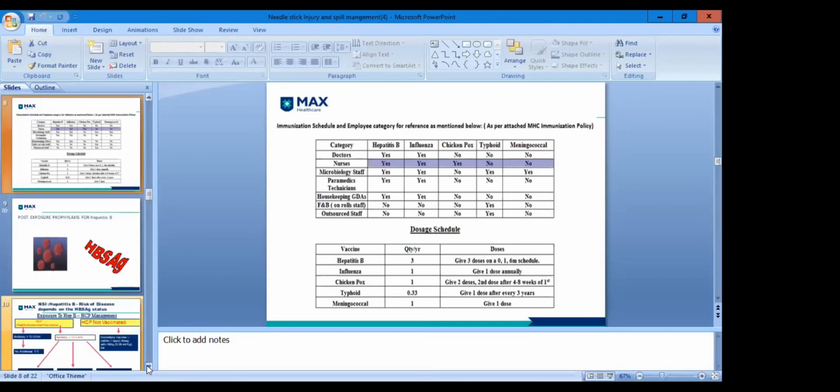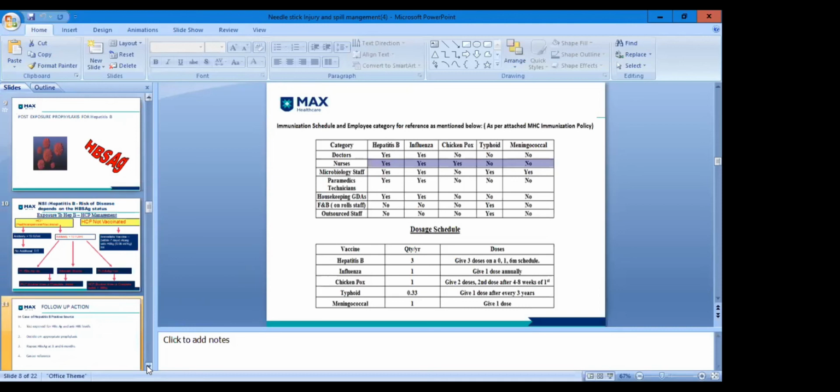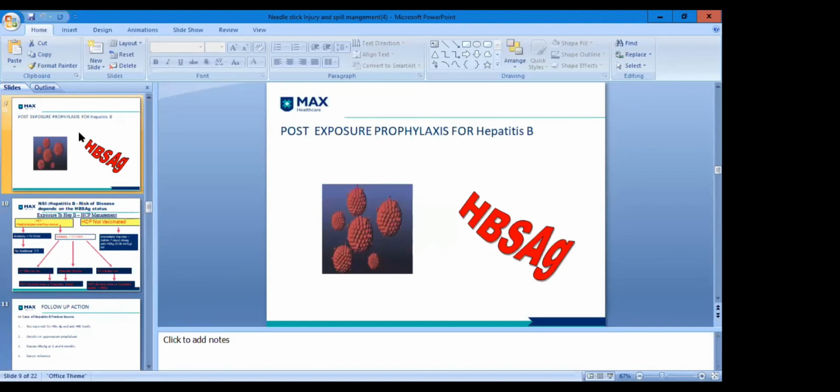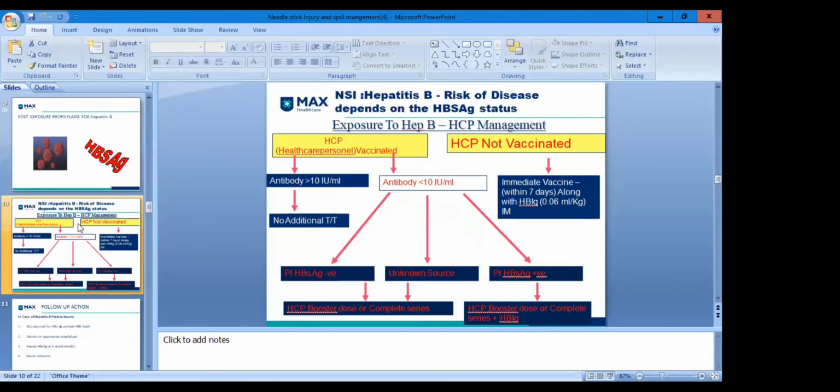Whenever we talk about needle stick injury, we should always talk about the vaccination policy of our hospital. What happens if a vaccinated or unvaccinated person gets exposure to hepatitis B? There are two ways. If the healthcare worker is vaccinated, we test for antibody titers. If the antibody titers are more than 10, then nothing needs to be done, only an additional booster vaccine is given.